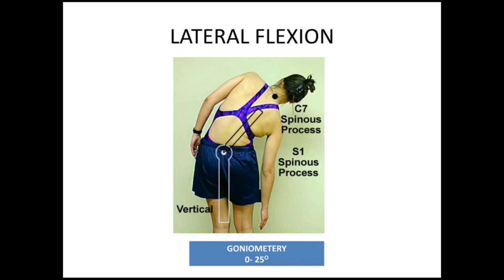We can also measure with the help of a goniometer. In the goniometer method, we place the fulcrum over the S1 spinous process. The stable arm is perpendicular to the floor, that is vertical, and the movable arm is placed in reference to the C7 spinous process. Then the patient is asked to bend laterally, and the angle of movement is measured. The normal range of motion of lateral flexion with a goniometer is 0 to 25 degrees.